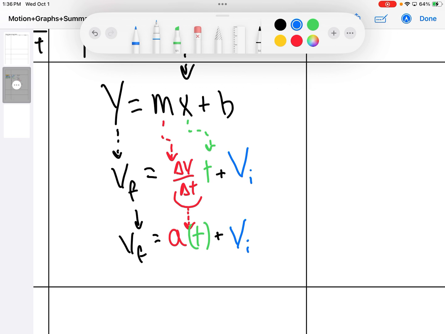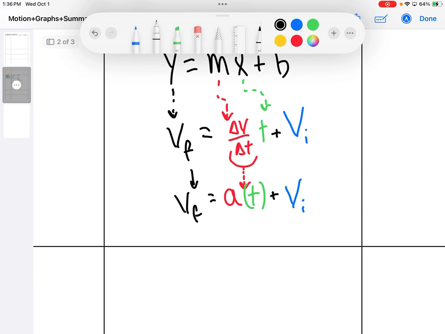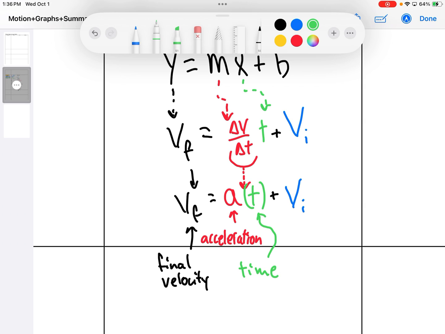Here is our first big acceleration equation. Final velocity is equal to acceleration times time plus the initial velocity.